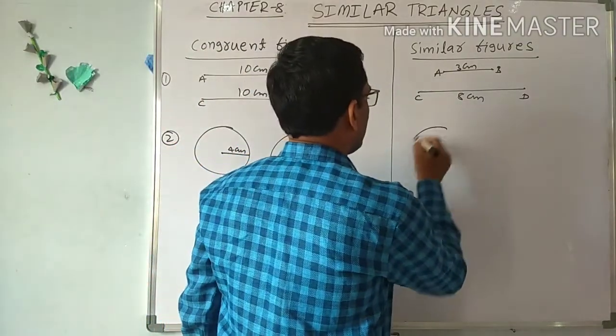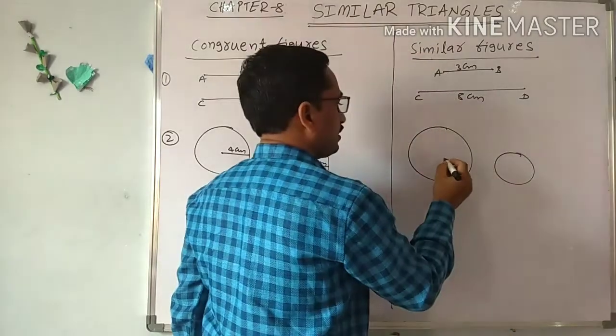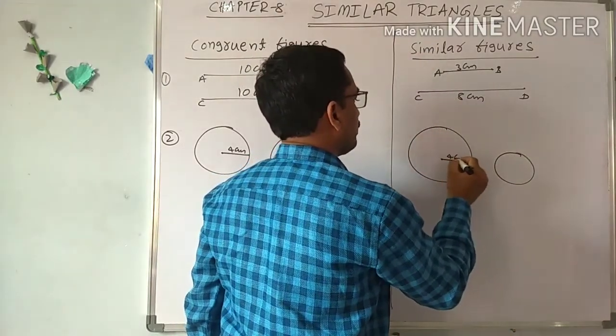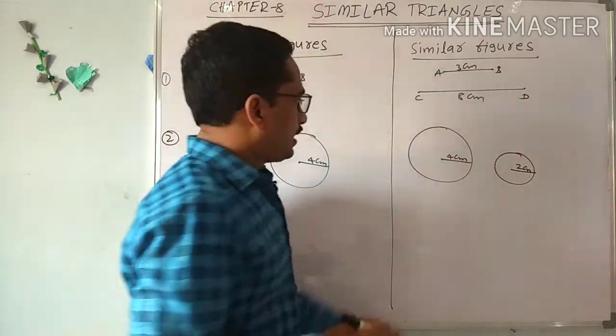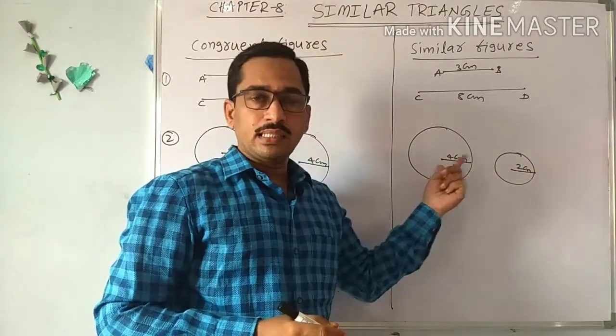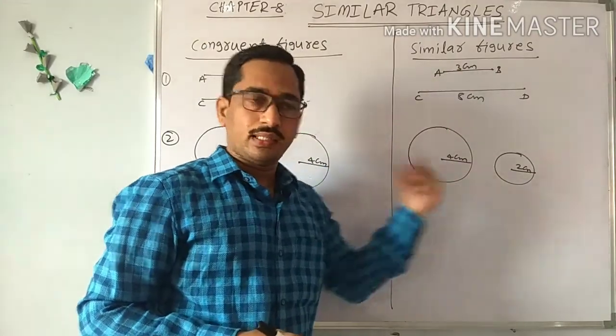Now observe the similar circles. How are the similar circles? If you take 4 centimeters here and 2 centimeters here, the appearance is the same. Both are circles, but the sizes are different. So these are known as similar figures.